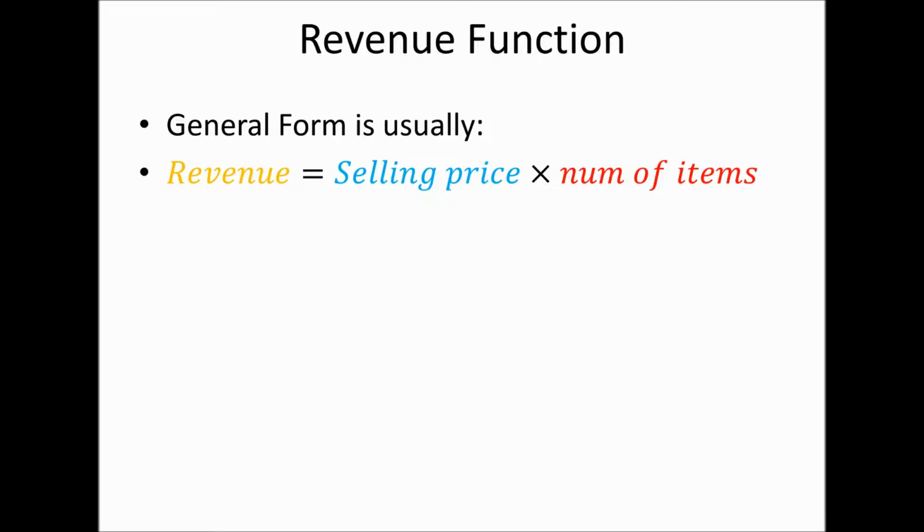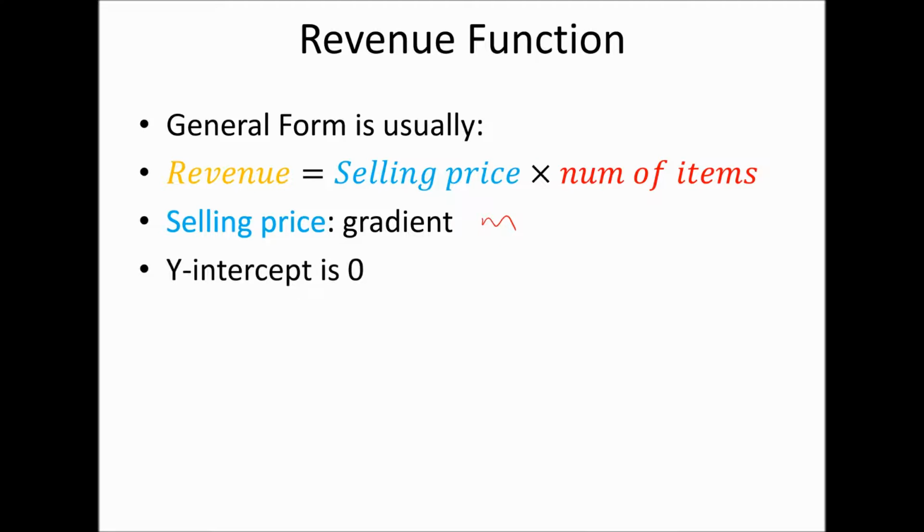Closely related to the cost function is the revenue function. It's a little bit simpler in its general form. The revenue is the selling price multiplied by the number of items. The gradient is the selling price. It's the unit price. So that's m. And there's no y-intercept. So there is no initial revenue. If you're not selling any items or any products, you're not going to be making any money, so there's no revenue there.